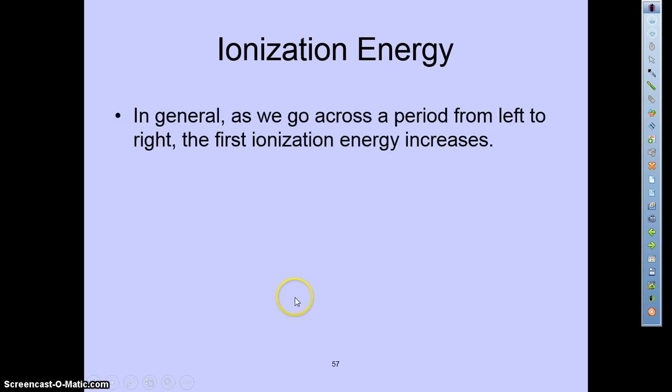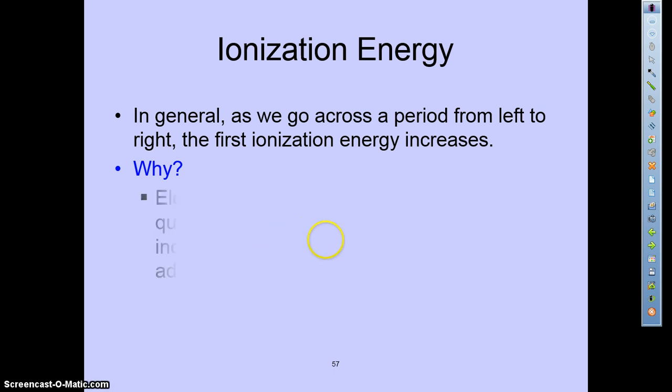In general, as we go across a period from left to right, the first ionization energy increases. Remember, this says in general, and I know that's kind of frustrating sometimes because we don't have the same exact pattern all the time. So again, we use the words in general. For the most part, as we go across the period from left to right, the first ionization energy increases, so it gets more. So the question is why?